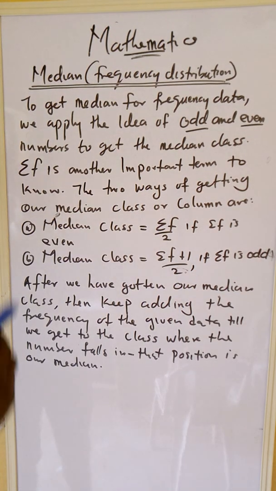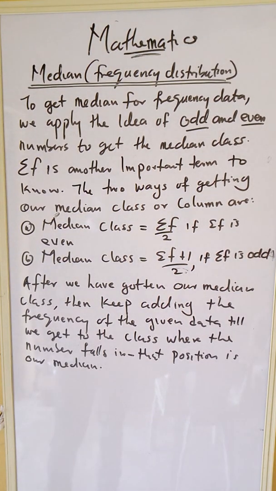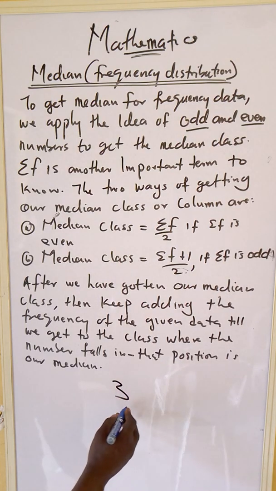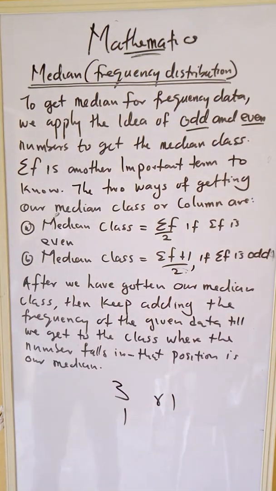So what is an odd number? Odd numbers are numbers that are not divisible by 2. For example, if you have 3, 2 can go into 3 once, with remainder 1. So that is an odd number. That is what we call an odd number.